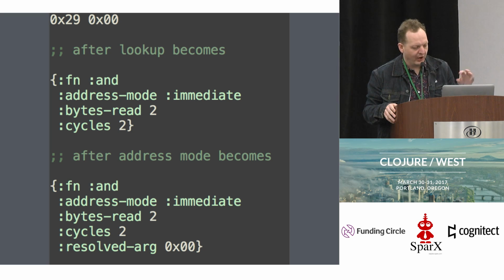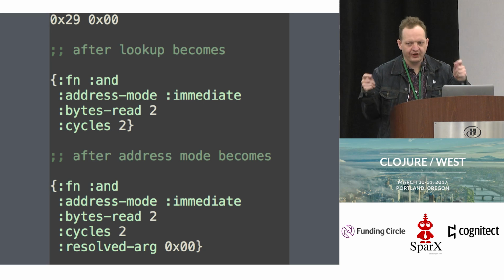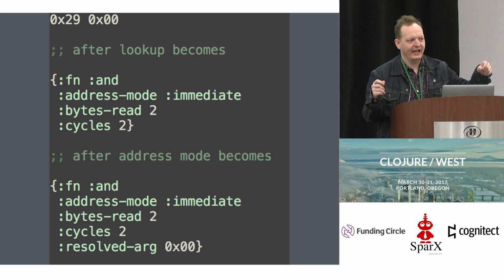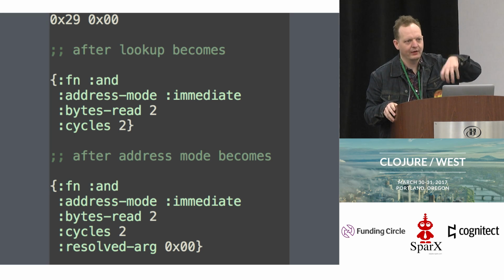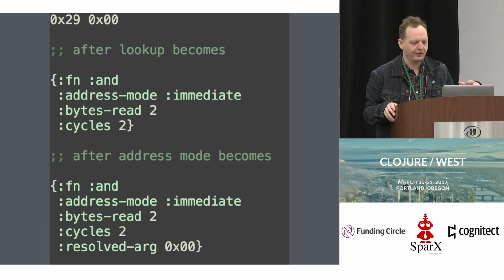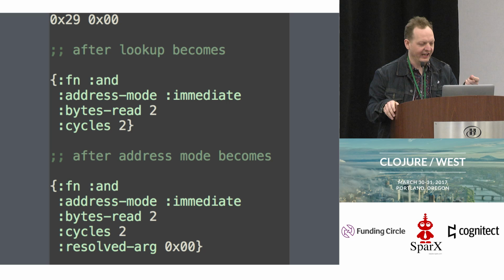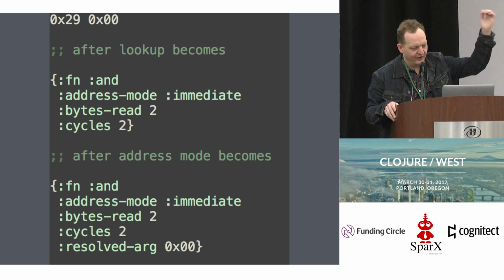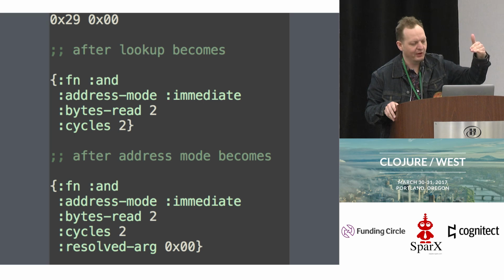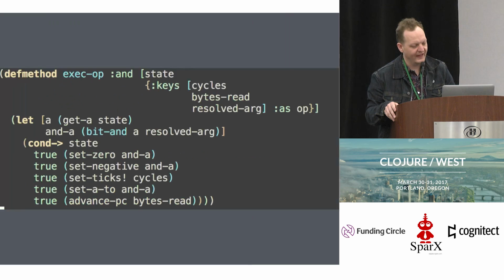After we do some augmenting with the address mode, we have another function that goes away and reaches into memory and resolves our arguments from memory so that we can make our changes to state. So the way that looks is basically we have a map lookup, we have a multi-method, and then we have a second multi-method for actually executing the operation, and that looks like this.